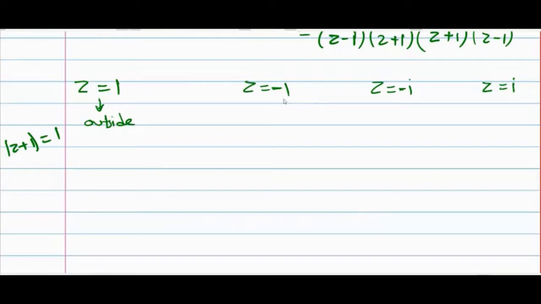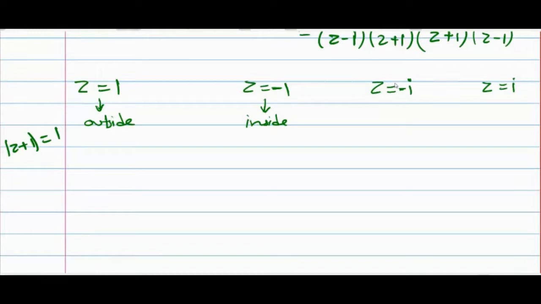inside, because minus 1 plus 1 is 0, which is less than the radius, so inside. Z equal to minus i, inside or outside? It will be only one of the two, either inside or outside. Okay, outside. Very good. Outside is the answer.